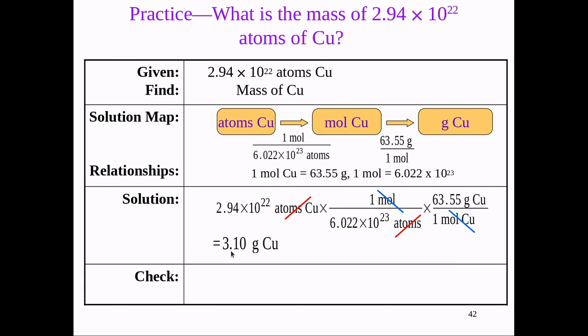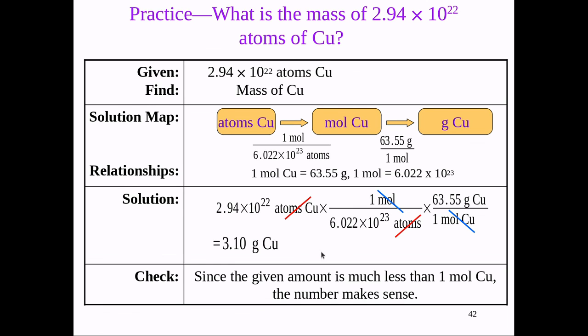And we see that it is 3.10 grams of copper. We were limited by the number of sig figs in this number. And when we do our little check here, we see that we were given a number of atoms that was less than 1 mole, and therefore we should have gotten a mass that was less than 1 mole of copper, and we in fact did.